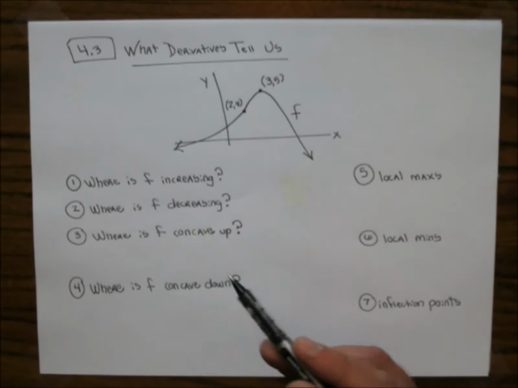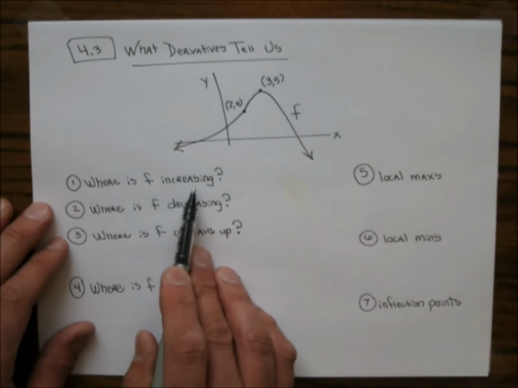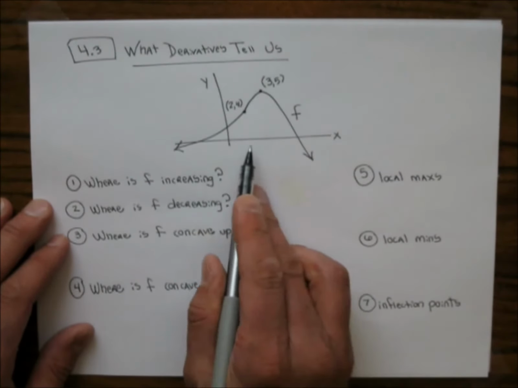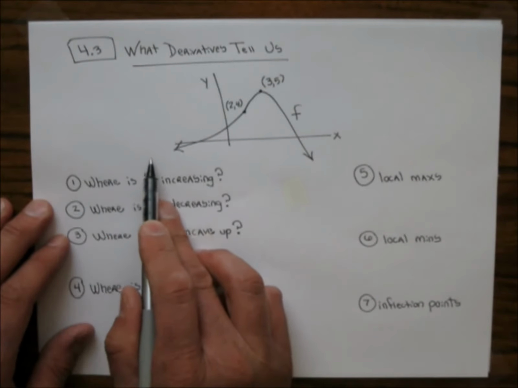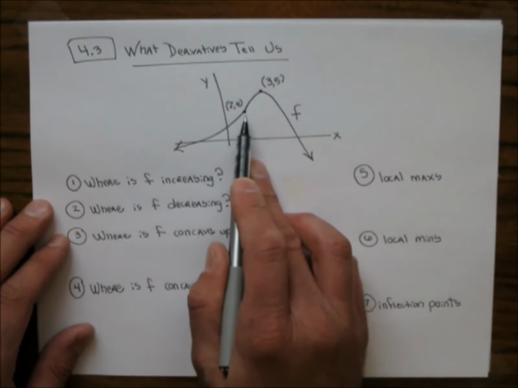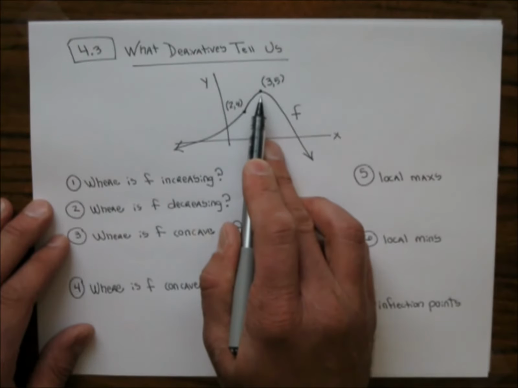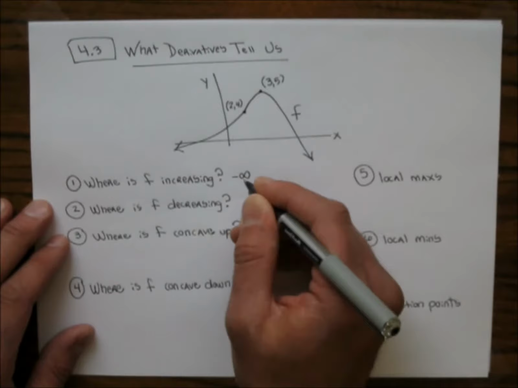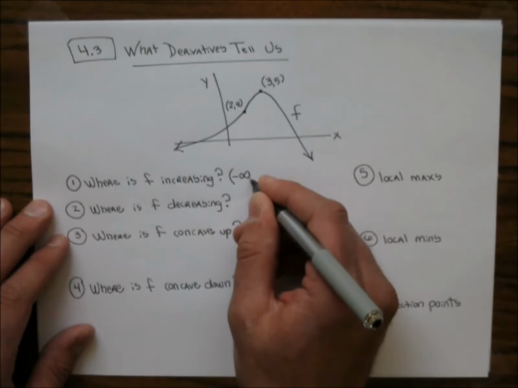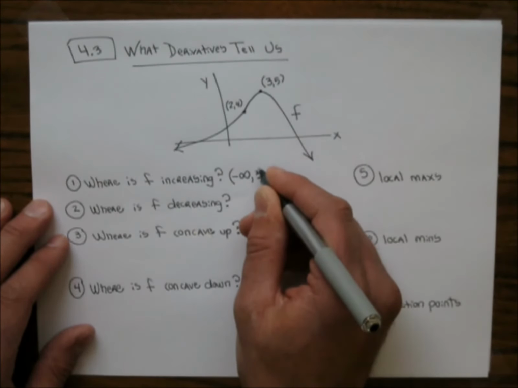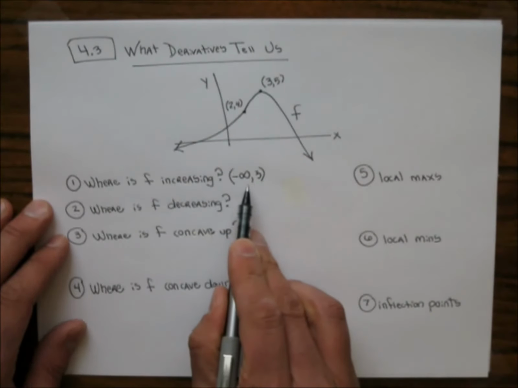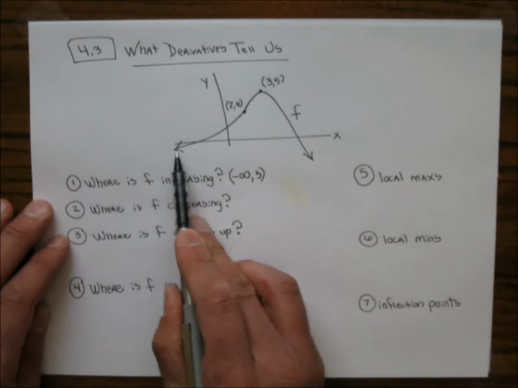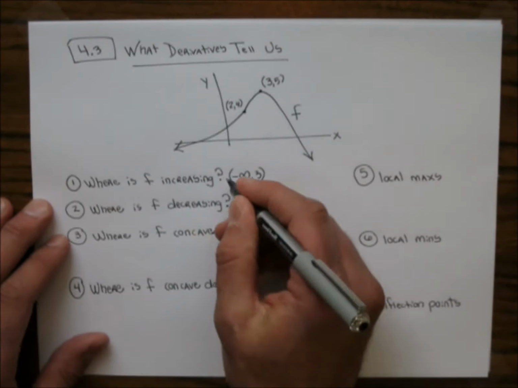So when they say, where is f increasing, we are going to answer this in terms of the x values. It's increasing all the way from down there, going up all the way to x equals 3. So what your book is going to write for these problems is negative infinity to 3. Think of those as being on the x-axis. And all those x values correspond to points on that graph where it's increasing.